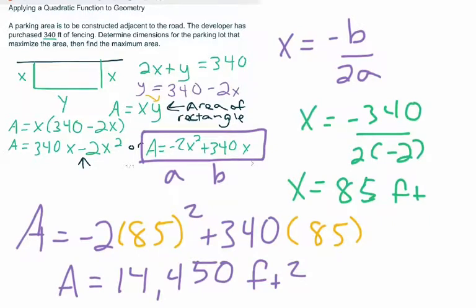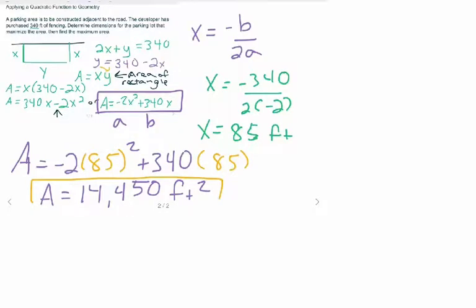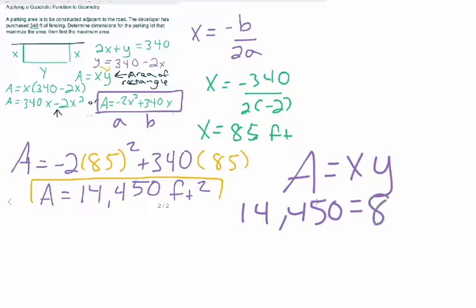So now we have one dimension of our rectangle. We have the area. We just need to find the dimension length, and then we'll have completed the problem. Since area equals x times y, we can say 14,450 equals 85 times y, and then simply solve for y. Divide 85 on both sides, and we find that y equals 170 feet.